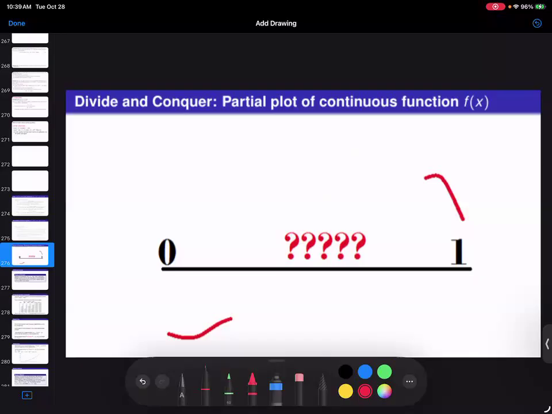So imagine I give you a continuous function, and I know it's negative near 0, and I know it's positive near 1. What must happen? It must go to 0 somewhere in between. Yeah, so it must cross the x-axis between 0 and 1. How many times must it cross? At least 1.